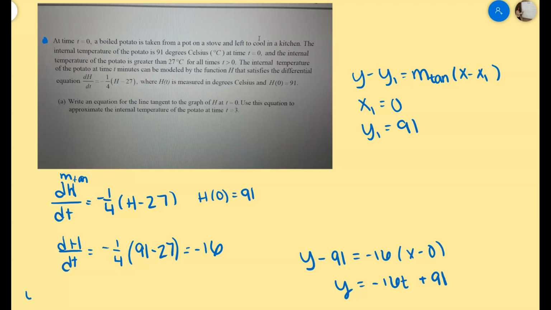Then it says use the equation to approximate the internal temperature of the potato at time t equals 3. So y of 3 would be negative 16 times 3 plus 91. When you plug that in and simplify, you get 43. The units on that is temperature, because again, it's asking us to approximate the temperature at a time. So it would be 43 degrees Celsius at 3 minutes. So again, the internal temperature of the potato at 3 minutes is about 43 degrees Celsius.